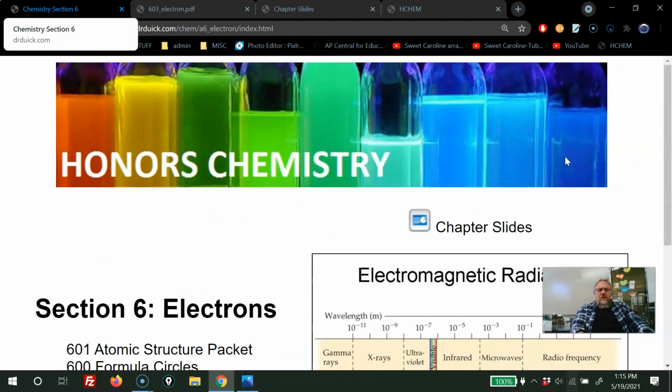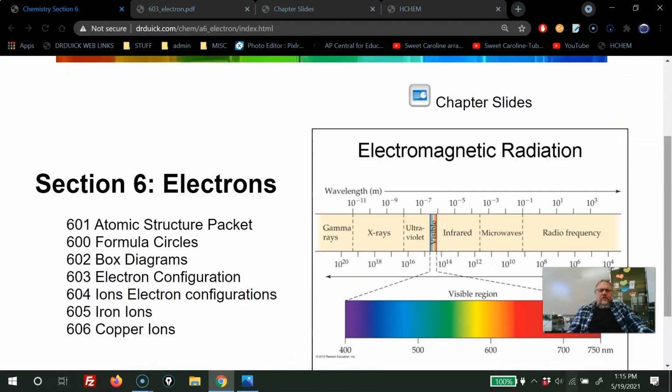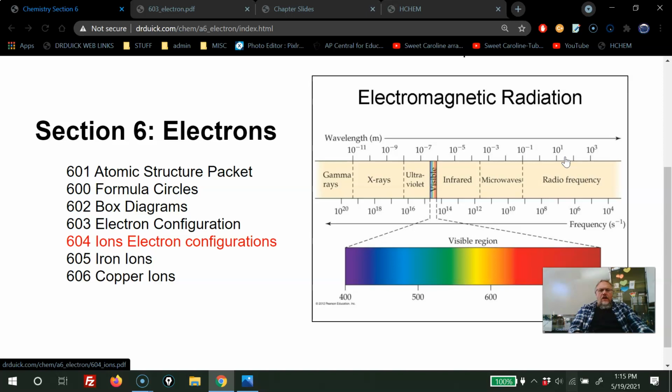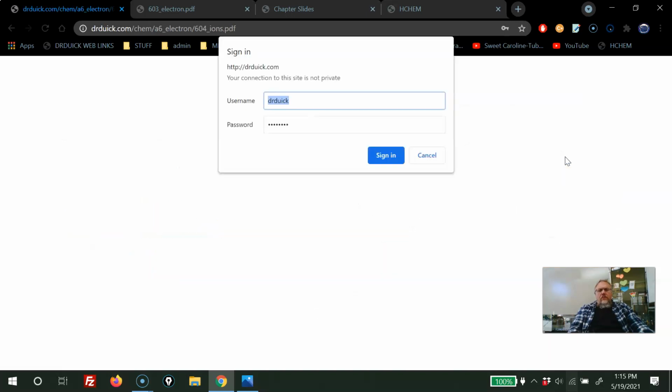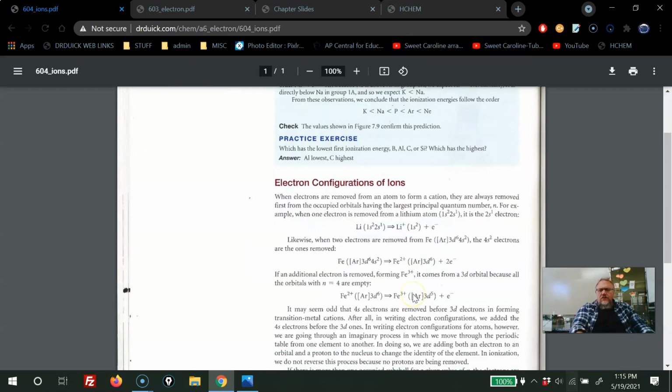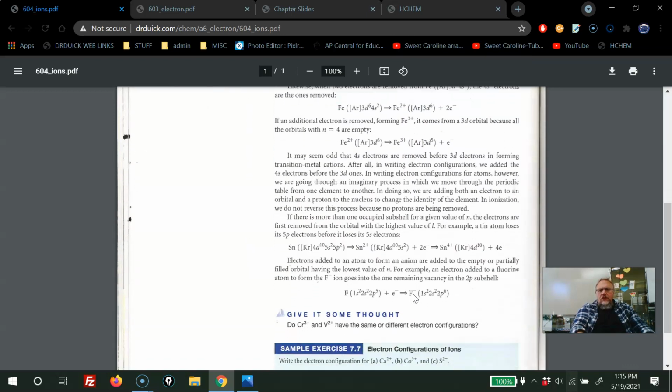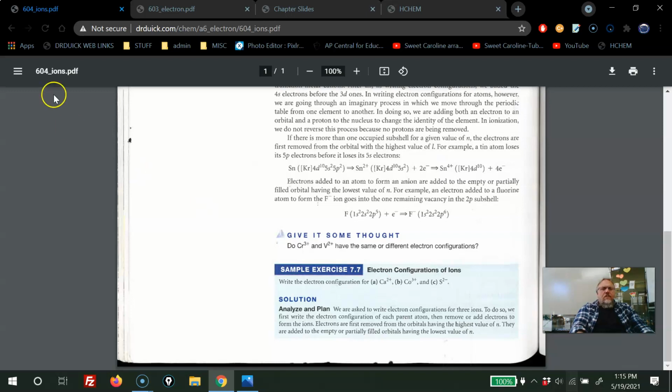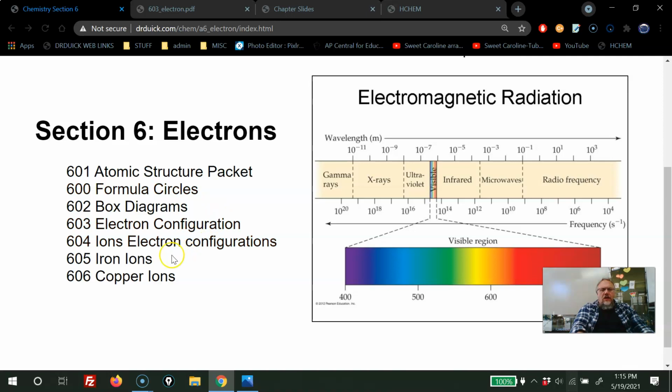To kind of illustrate this, I have, for your viewing pleasure, a little passage here that explains ion configurations. What that means is when you lose an electron, what does it look like? Okay, that's like one page. That's not a lot of reading. That's enough to get the idea.